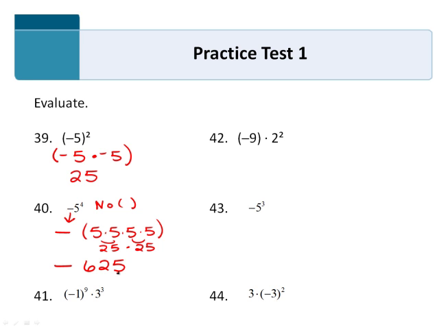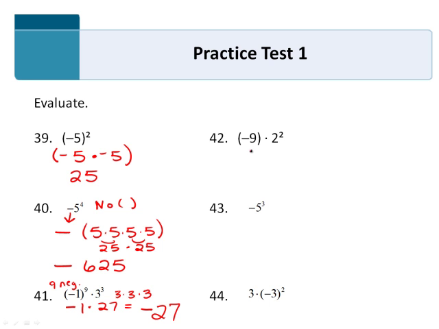All right, 41. Here we have negative 1 to the 9th. So we have 9 negative factors. That means that's still going to be a negative, and it's still going to be a negative 1, times 3 to the third. So I'm going to do that up here so I have room. So 3 times 3 is 9, times 3 would be 27. So a negative 1 times 27 gives you negative 27. That's your final answer there.